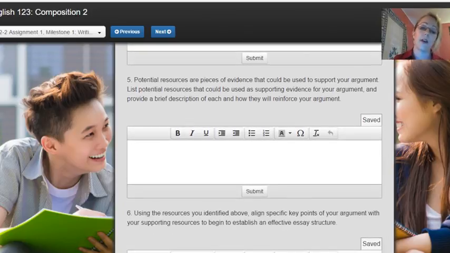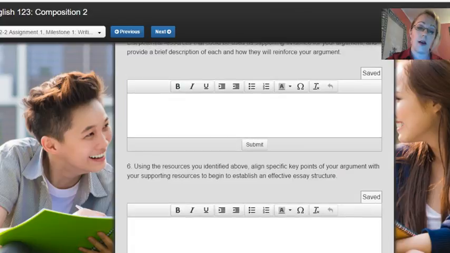Number 5 is our potential resources. And these are the pieces of evidence that could, not necessarily will, but could be used to support your argument. I want you to list some of those potential resources that you will be using. Remember, we're using opposing viewpoints, so give me a couple of those article titles. What will you be using? And provide a brief description with how they will reinforce your argument. Now, number 5 can be 1 or 2 paragraphs, but remember, we need 5 sentences per paragraph.